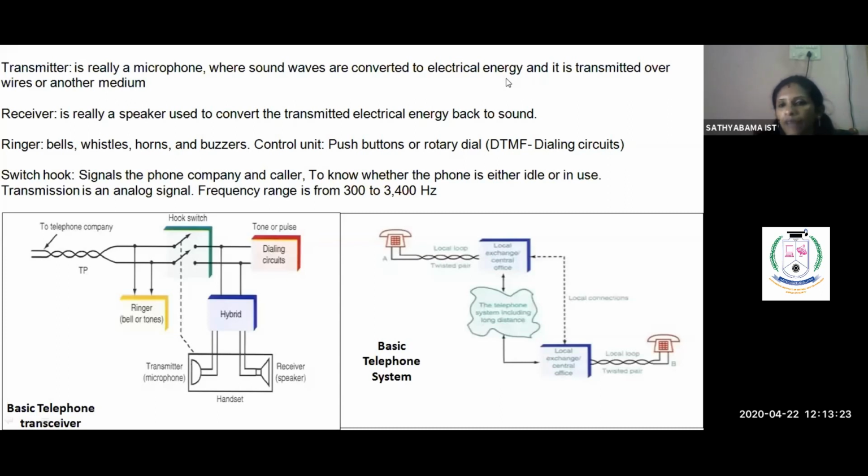Here we have a phone-to-phone communication. A is one phone and B is another phone, and the communication takes place by means of the twisted pair medium. Commonly we will have telephone exchanges, which are represented by a local exchange or central office.